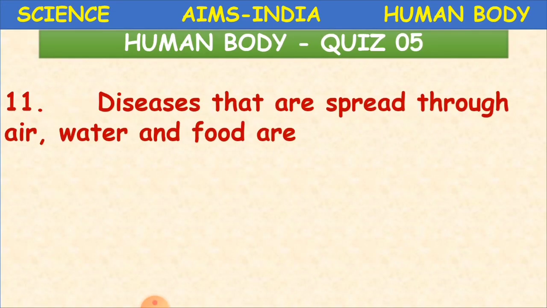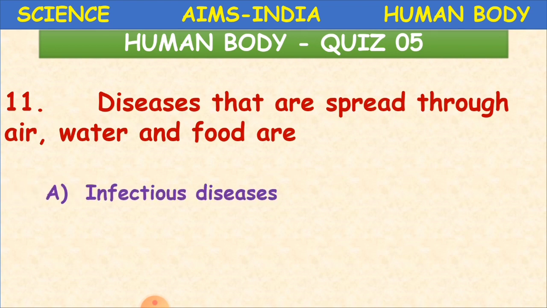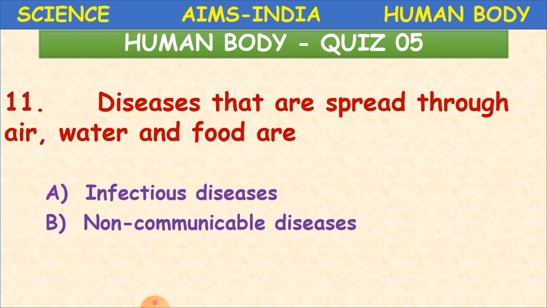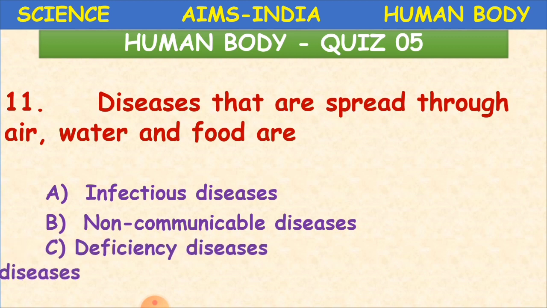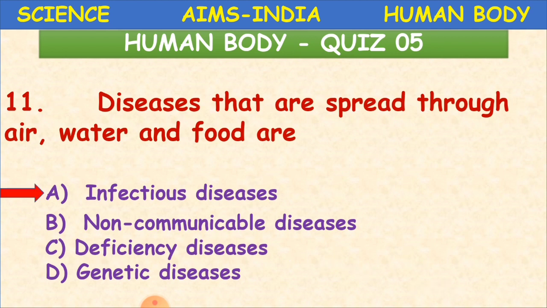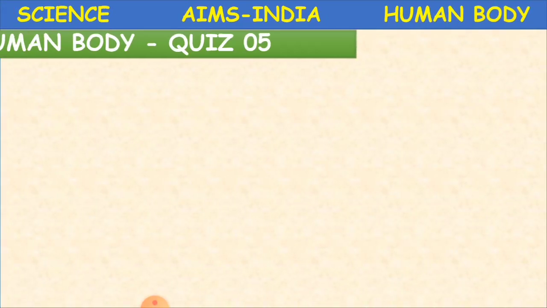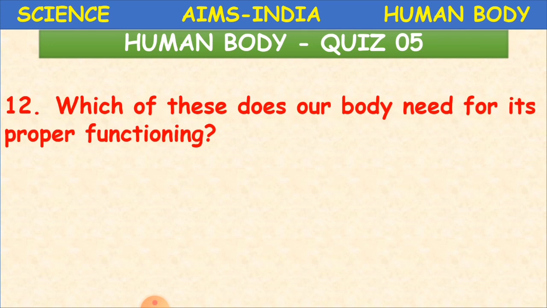Next question, children. Diseases that are spread through air, water and food are. What are they? Infectious diseases, non-communicable diseases, deficiency diseases and genetic diseases. So what are they? They are infectious diseases. If diseases are spread through air, water and food, then we call them infectious diseases. Okay, children?